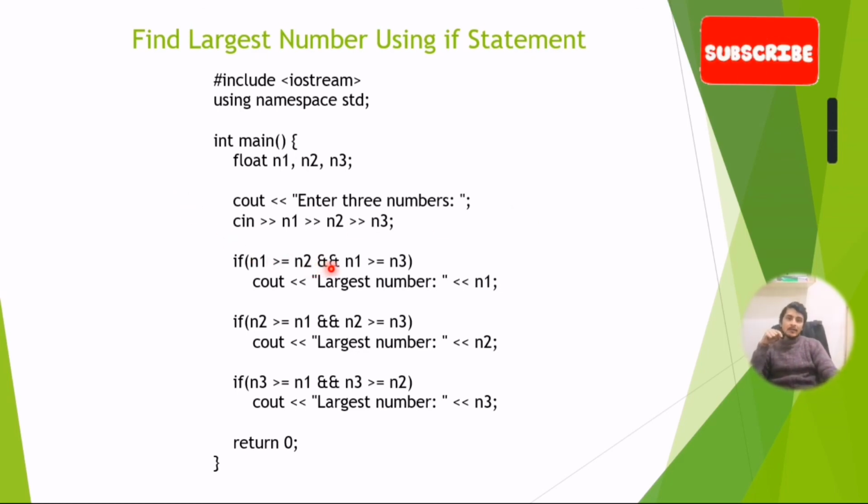So if n1 is greater than n2 and n1 is greater than n3, meaning one number is greater than the other two numbers, then it will be the largest number and it will be printed on the output screen. But if n2 is greater than n1 and n2 is greater than n3, then n2 will be the largest number. And if n3 is greater than n1 and n3 is greater than n2 at the same time, then the largest number will be n3 and it will be printed on the computer screen. You can write this program in your Dev C++ for practice, and you can understand the basics of this one.